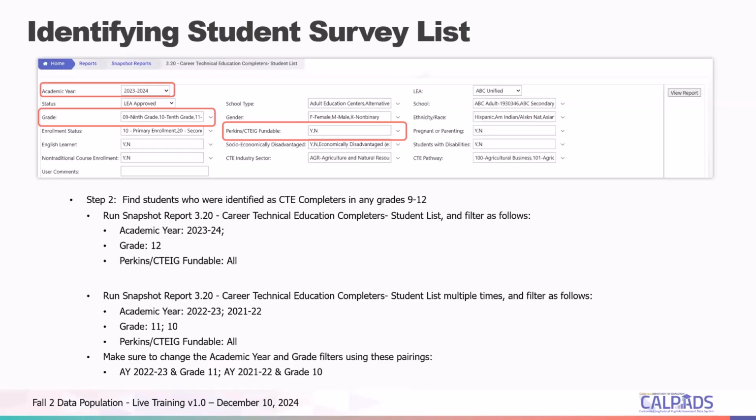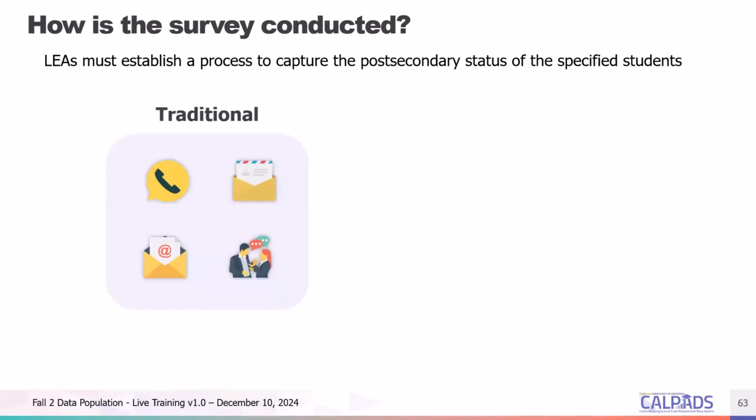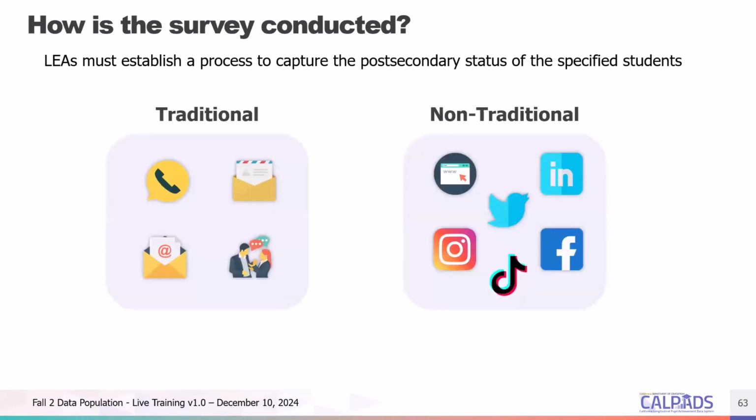And again, the CDE does have a survey template for PSTS surveys that you can use to download and customize for your LEA's purposes to distribute to these students once they've been identified. And once you receive the survey results from those students, you can complete the PSTS submission. So how is this survey conducted? LEAs must establish a process to capture the post-secondary status of the specified students, but the process to capture this is determined locally. In general, LEAs have conducted some type of student survey to capture this data. And again, the student survey template is found on the CDE website.